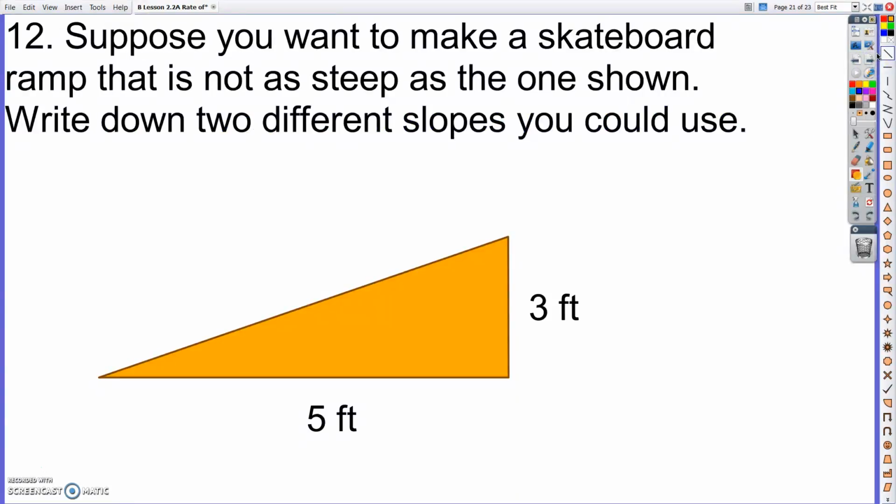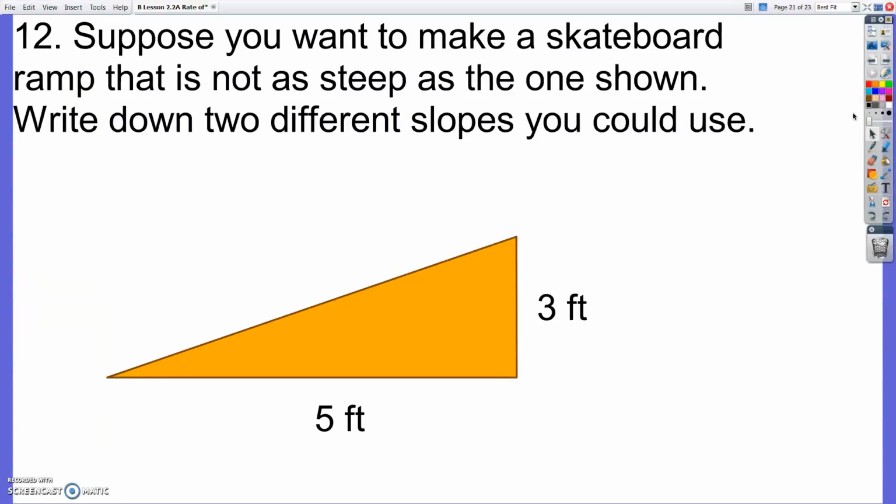Now, number 12. Suppose you want to make a skateboard ramp that is not as steep as this one shown. So write down two different slopes you could use. So looking at this, it looks pretty steep, and so if you're going off this ramp, you're scared you might fall. And so I want to make this ramp a little less steep. Now, there's a few things we can do, but what I want to get you guys to realize is I'm doing a visual representation of what I want to do.